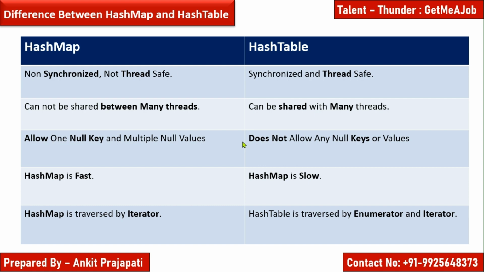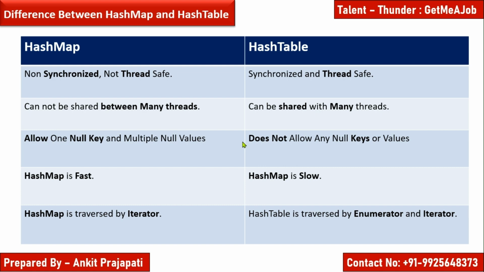The HashMap is non-synchronized and not thread safe. Now the question will come, what is synchronization and what is thread safe? I'm going to create a separate video on this in the next list of questions. What is synchronization? It means how multiple threads can access the same object at a time. Those concepts depend on synchronization and thread safety. For a basic understanding, HashMap is not synchronized and not thread safe, whereas HashTable is synchronized and thread safe.